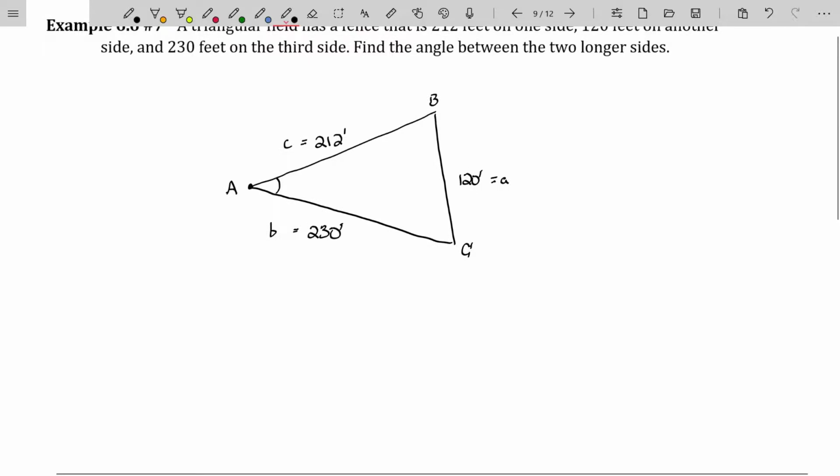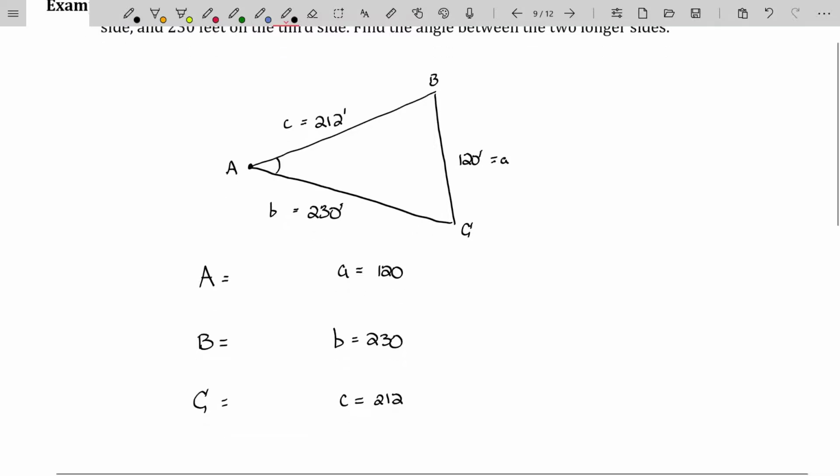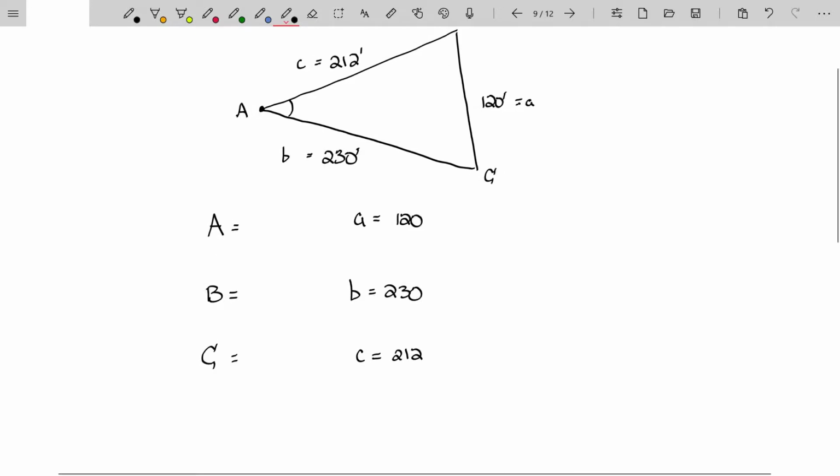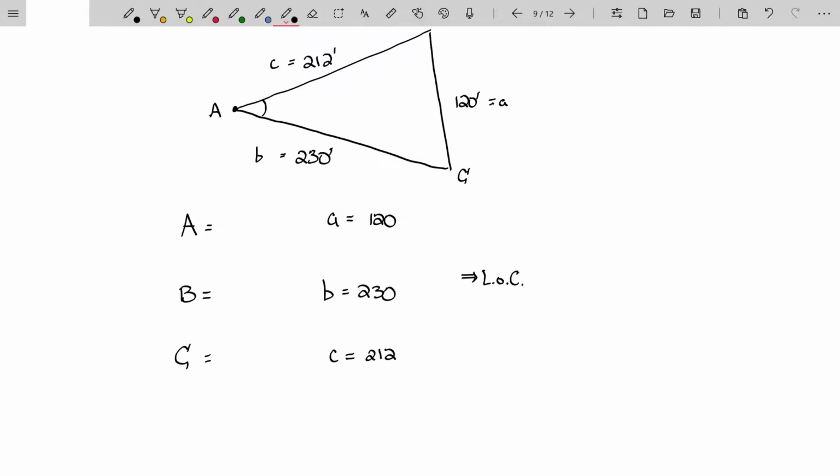Okay, well, let's build a table. Angle A, angle B, angle C. None of those were given. Side A, 120, side B, 230, and side little c, which is 212. And we want to find angle A. Okay, easy breezy. Let's go ahead and do it. Notice we don't have a complete row, so this is going to be a law of cosines. And we'll go ahead and do that with angle A there.